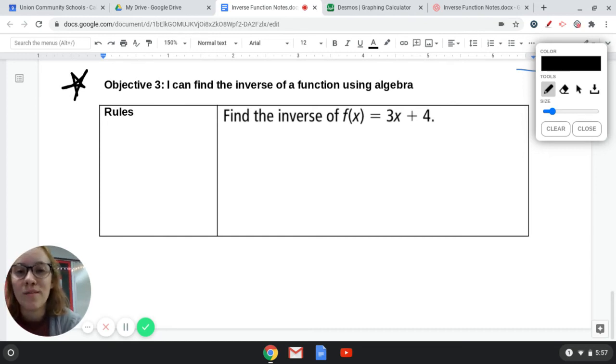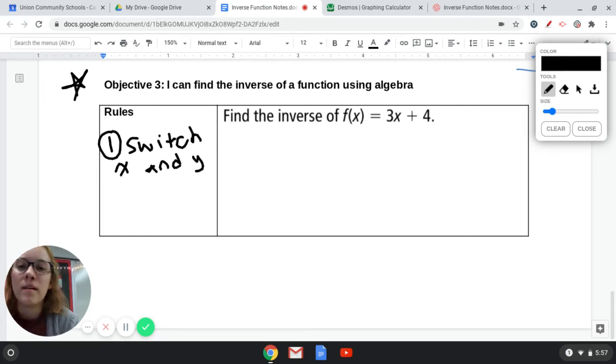So step 1, remember that the inverse is when you switch x and y. So that's actually what we're going to do. So step 1 is going to be switch x and y. And remember that we can write this as y equals, instead of f of x equals, 3x plus 4. So, step 1, we are going to switch x and y. So, we're going to write x equals 3y plus 4.